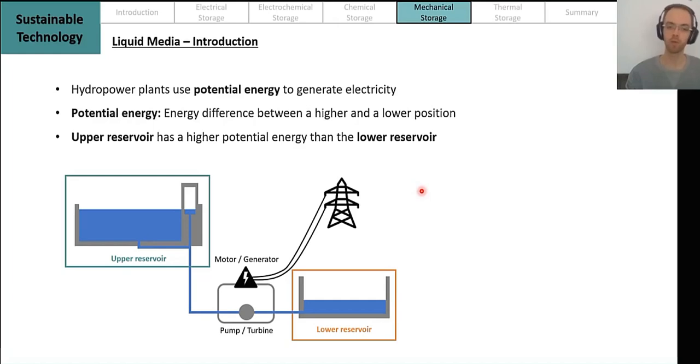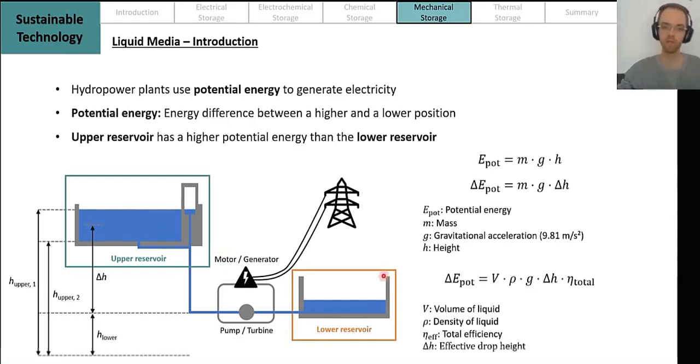So what we are doing is a simple kind of setup, actually. We have an upper reservoir, which has a higher potential energy if there's water inside than a lower reservoir. This upper reservoir is simply filled with water, and it's connected via a pipe which runs through a pump and a turbine to a lower reservoir. Based on the height difference, we now have different potential energies.